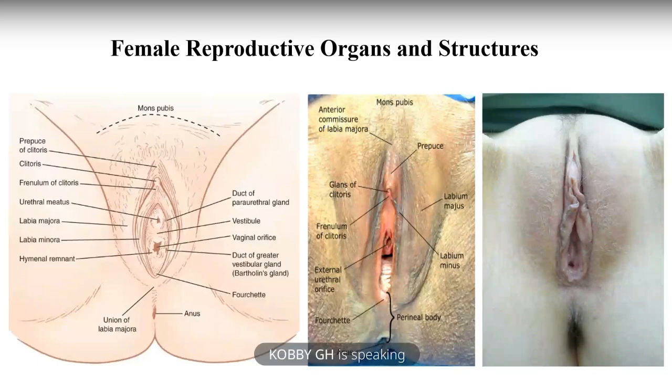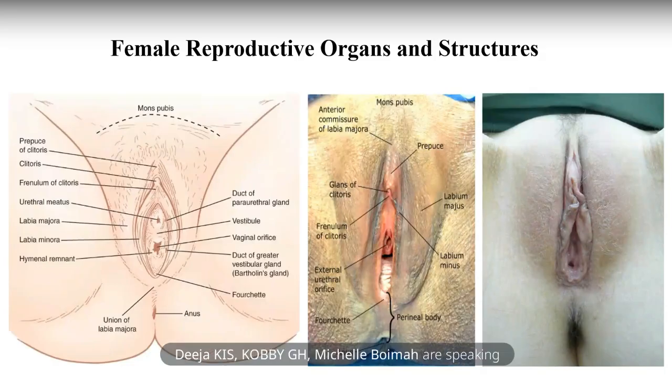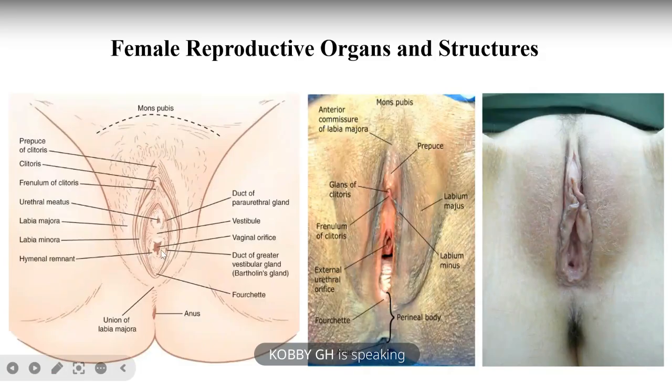So we have the prepuce, the clitoris, the frenulum, the urethral meatus. At the right and left side of the urethral meatus, what gland is there? The paraurethral gland, the Skene's gland. Then we have the vaginal opening. At the right and left side of the vaginal opening, what gland is there? The Bartholin's gland.